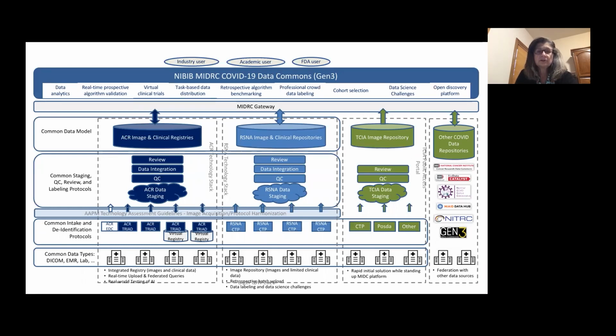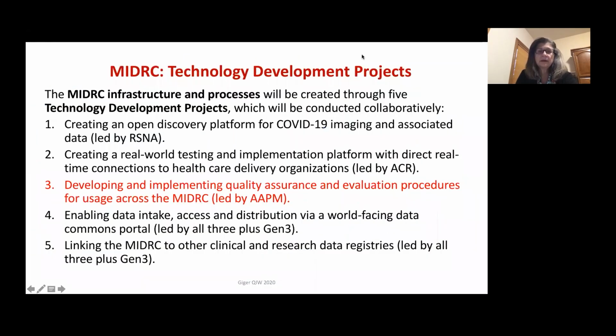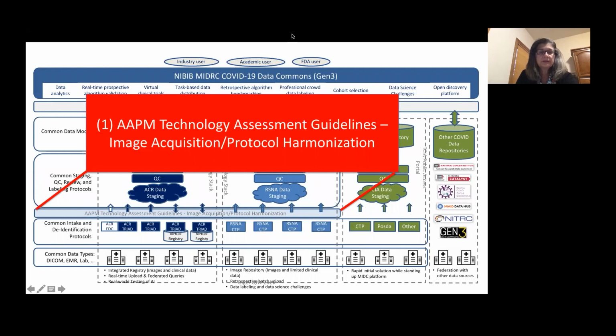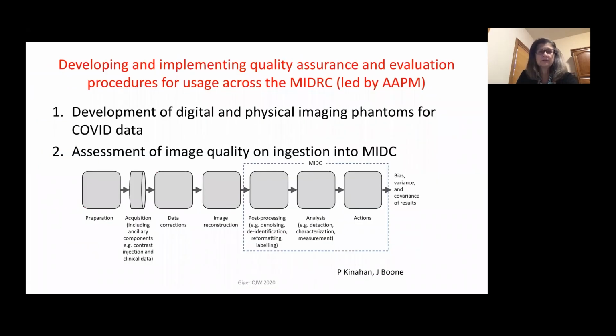This is the flow chart of it. Data intake will be between ACR and RSNA, going up into a data commons, which will then be shared with users. The AAPM's effort is on developing and implementing quality assurance and evaluation procedures for usage across MIDRC. You see here across is the AAPM Technology Assessment Guidelines. This is for image acquisition and protocol harmonization. There are two major parts of it: development of digital and physical imaging phantoms for COVID data, and assessment of image quality on ingestion into the MIDRC.